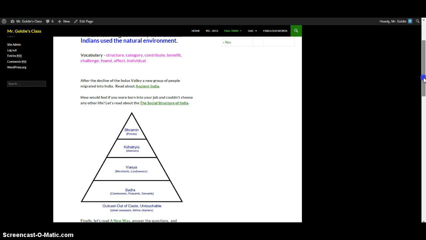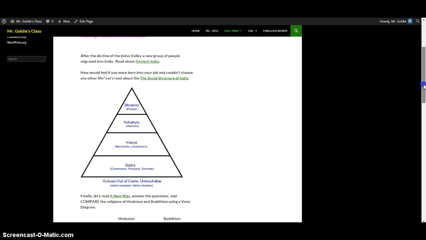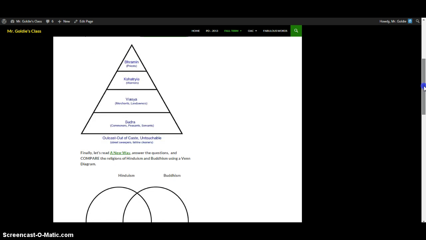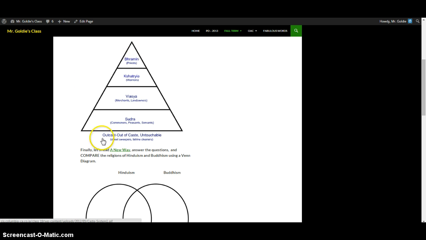You can see the outline here. After the decline of the Indus Valley, a new group of people migrated to India. You can read about them here at Ancient India. How would you feel if you were born into your job and couldn't choose any other life? Let's read about the social structure of India. And you can see the social structure laid out here.